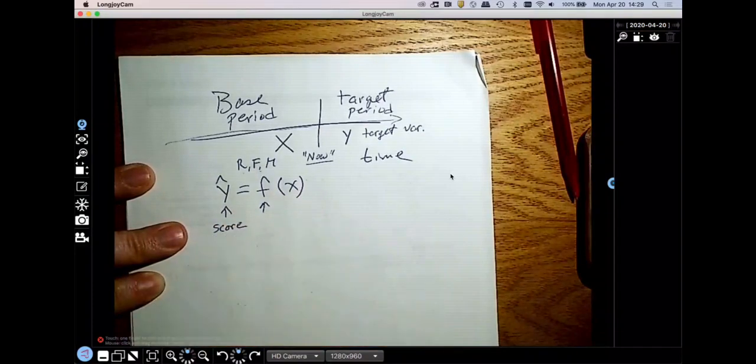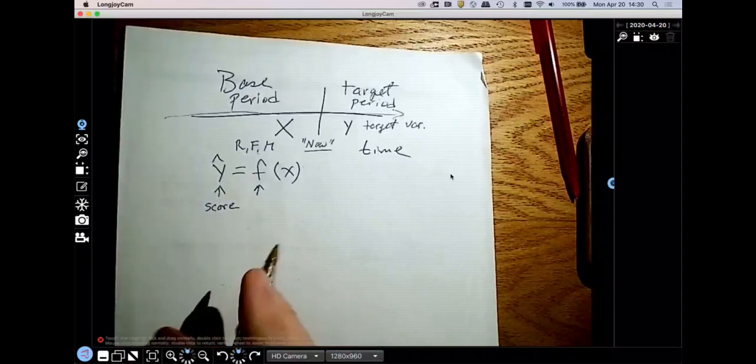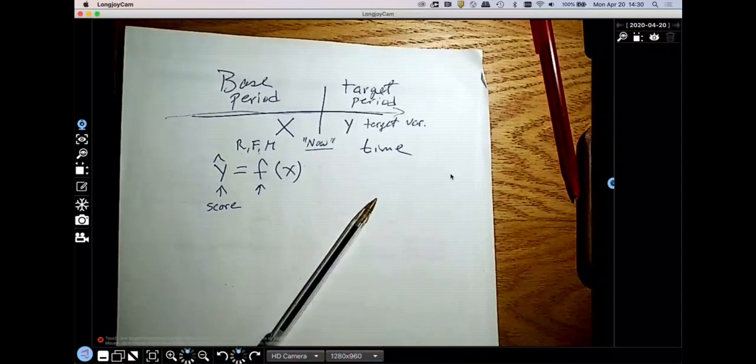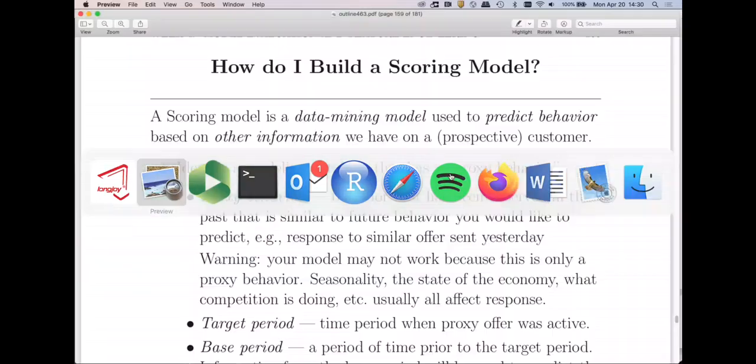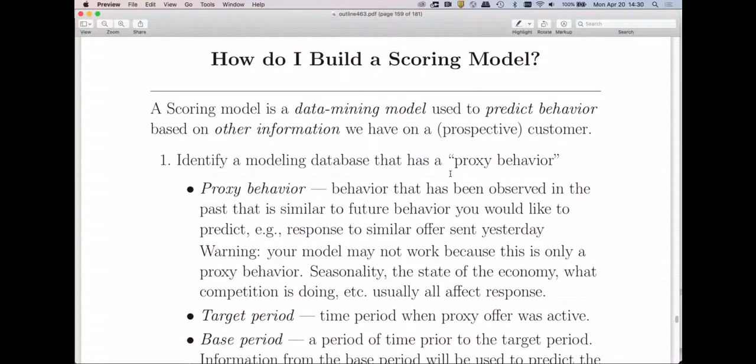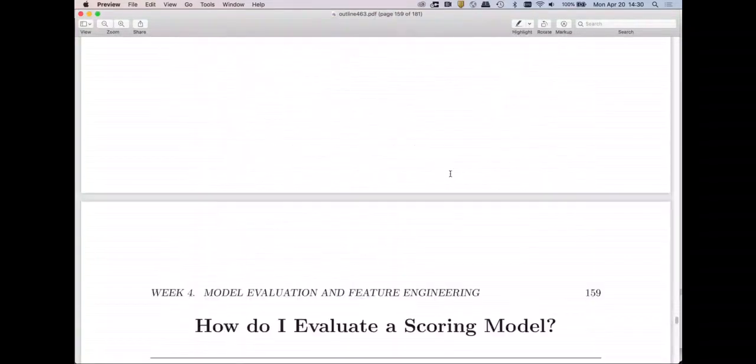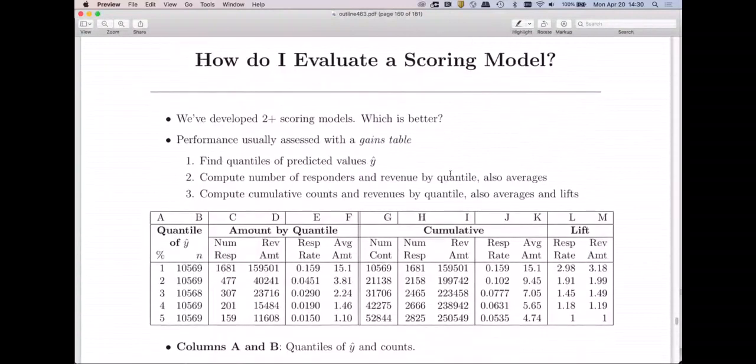You could also think of these as what we've been calling predicted values or Y hats. In scoring models, they get called scores. All right, so that's the idea of a scoring model. Now, the next question is, how do you evaluate a scoring model? Let me step back for a second and discuss what we've done.